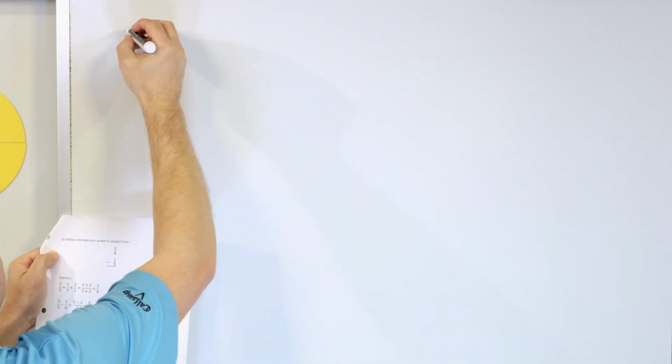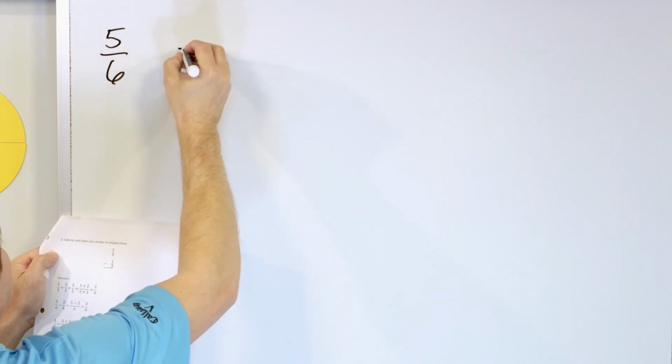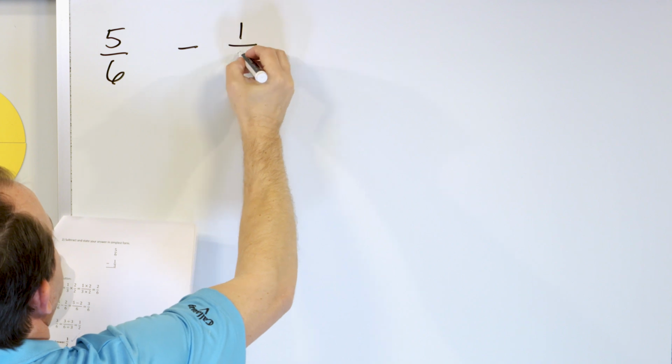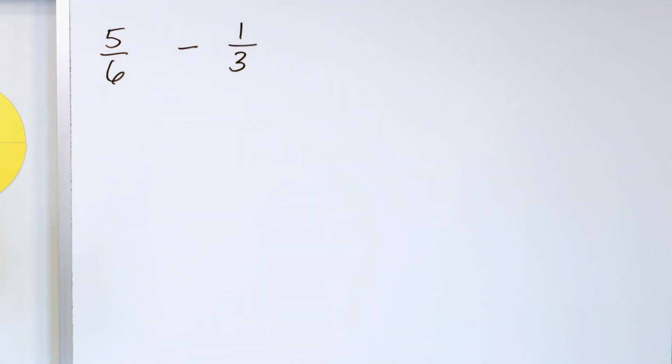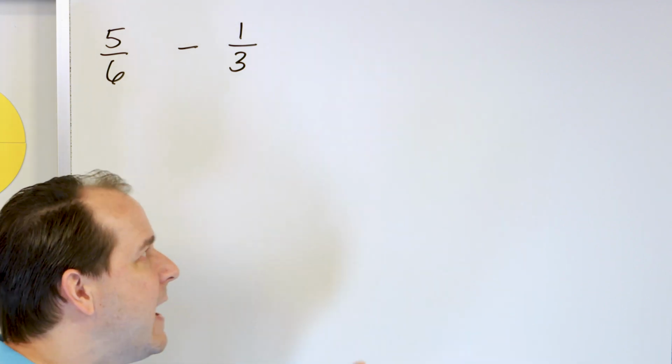Let's say we have the problem 5/6, and we're going to subtract from that the fraction 1/3. So same kind of thing. We have a 6 and a 3. We need a common denominator to subtract them. I have a 6 and a 3.